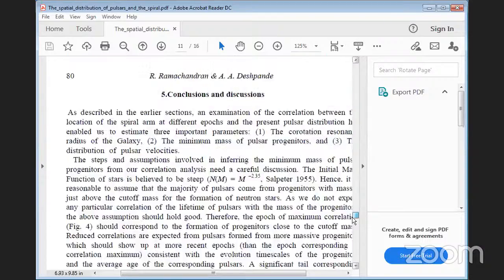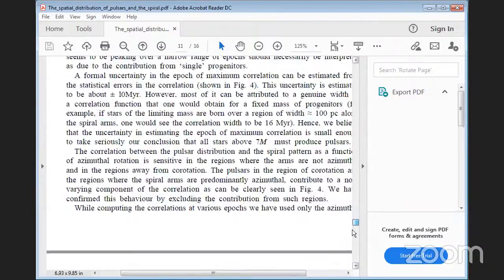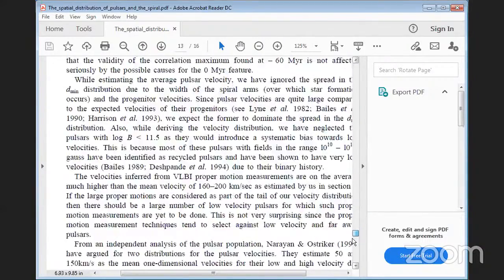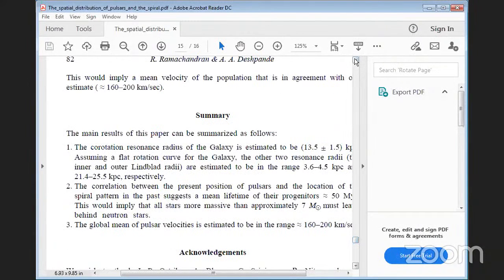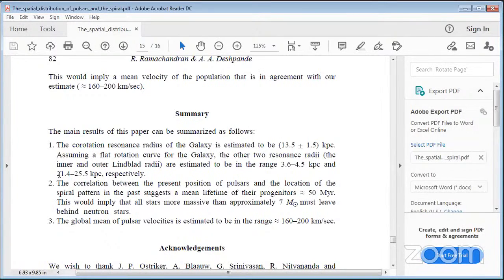So that's the study that needs to be repeated after having now the large number of pulsars available. If anybody is interested in it, they're welcome to write to me. So for example, these 3 estimates fell out of this study. As I said, co-rotation resonance radius of the galaxy, which is a sought after number. This is assuming flat rotation curve for the galaxy, which is a pretty good assumption at farther distances.